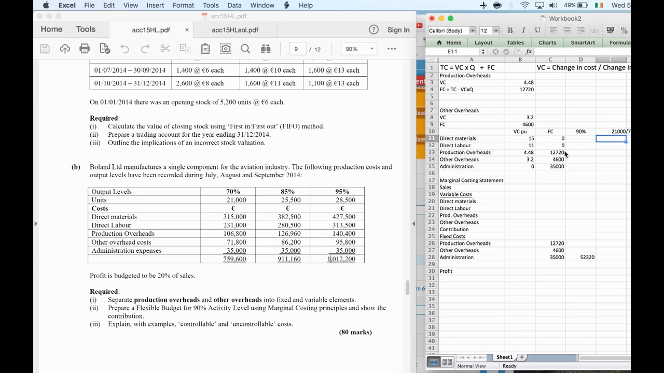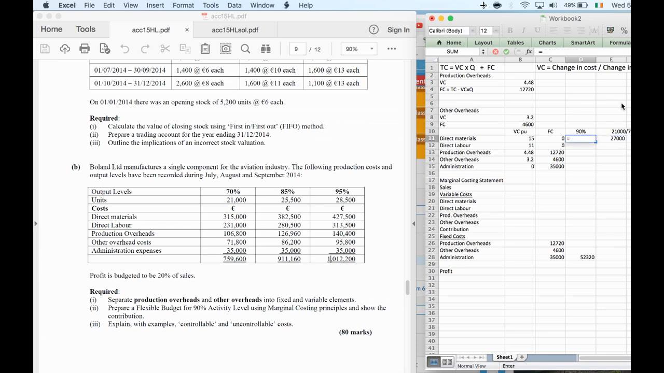So that means 21,000 divided by 70 and then multiplied by 90. So 27,000. Is that right? So that's 27. It's 270. So it's 27. I have an extra zero. That's it. So it's 27,000 units.